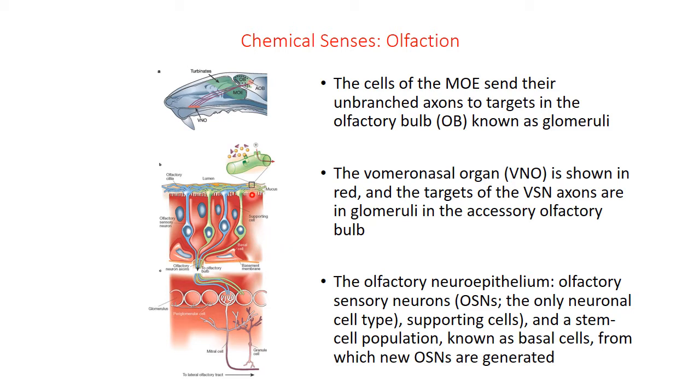These axons from the olfactory sensory neurons terminate in second order neurons that are contained in structures we call glomeruli.